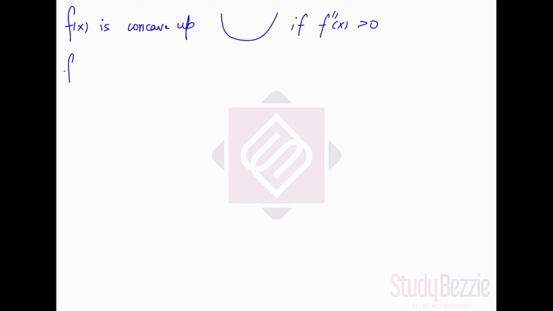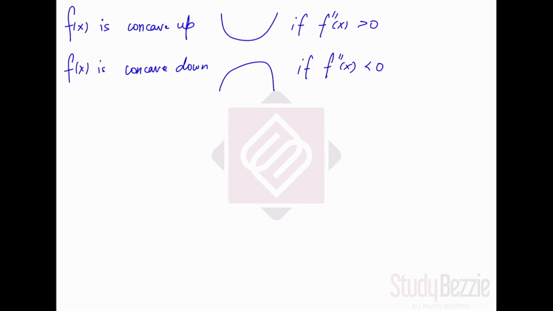Okay, and a function is deemed to be concave down like this if the function's second derivative is less than 0. And this could also be analyzed at a point or an interval. Of course, we're more interested in talking about the intervals where that happens. Okay, so that's where this is.